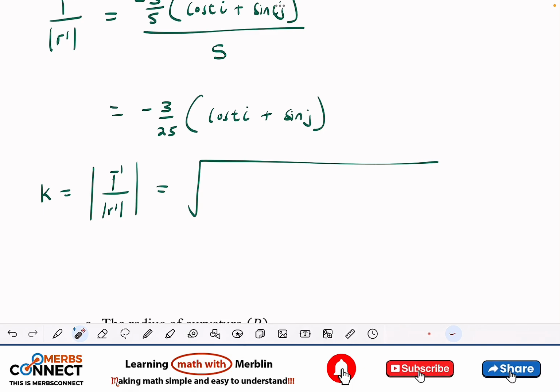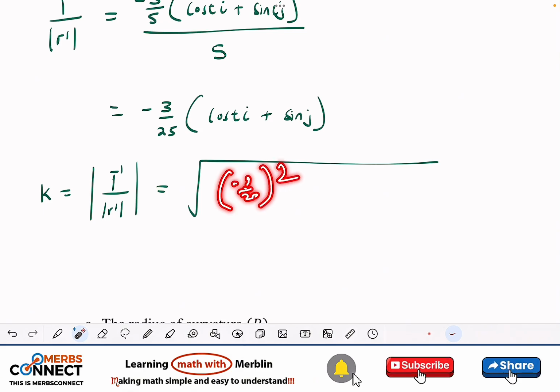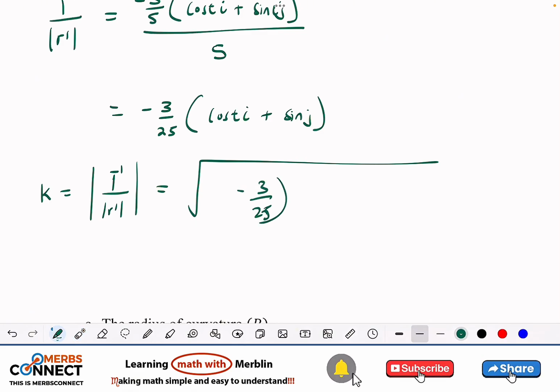So what we need to do is, anytime I want to find a magnitude and I see a scalar multiplying the function, this is a scalar. If it is minus, I just need to ignore the minus, because when you put it under the square, you are going to do minus 3 over 25 all squared, and the square will square the minus and make it positive. This is going to give us 3 over 25 all squared, and the square will cancel this. So because of that, I don't even need to write it.